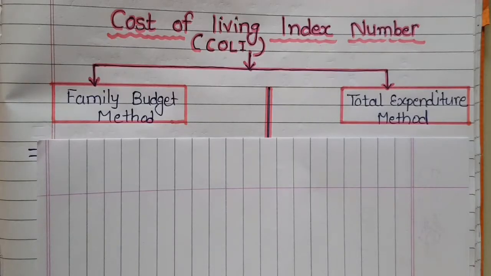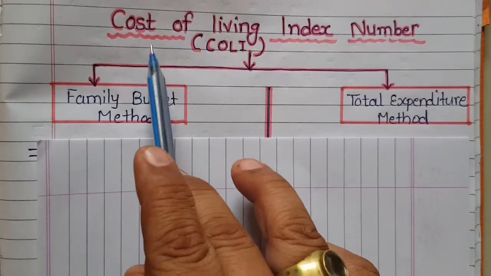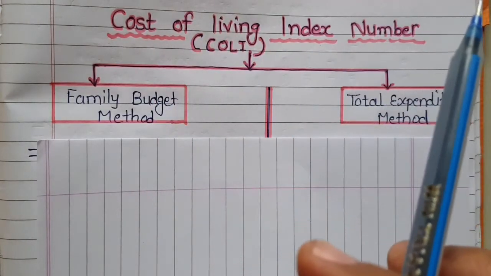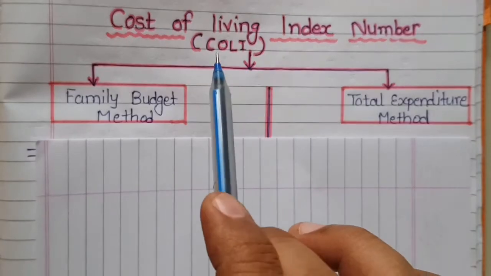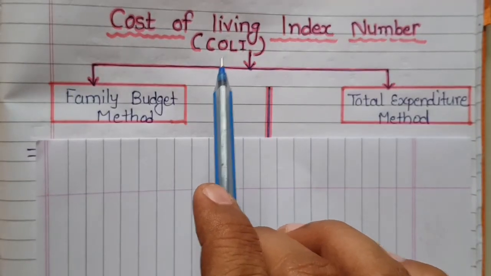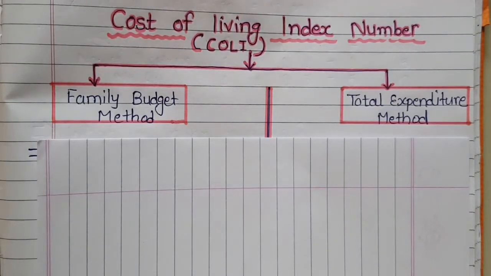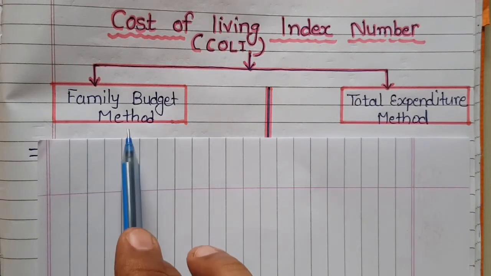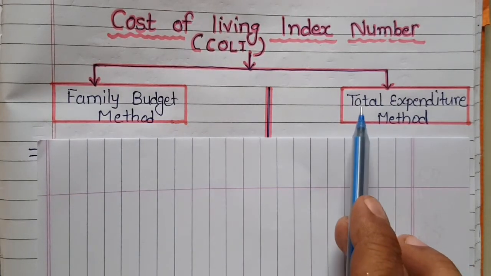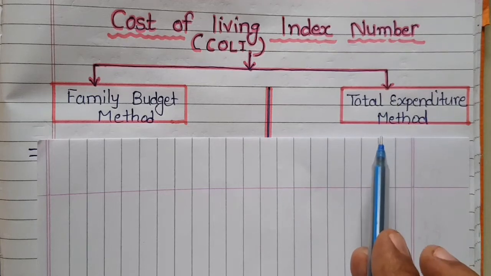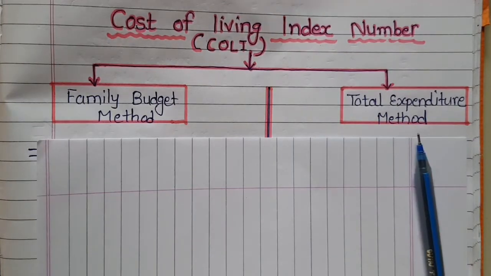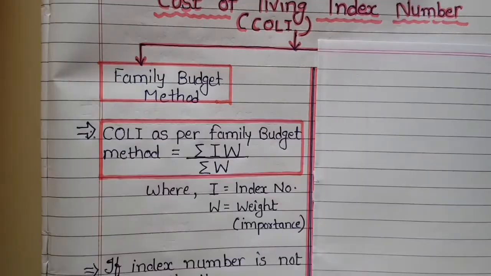First of all, I would like to share the formulas of those methods. So friends, here you are. You can see here the cost of living index number. It's a little long word, so we can make it small with COLI. There are two methods of cost of living index number. First is family budget method and the second is total expenditure method. So friends, we will understand these methods and their formula one by one.